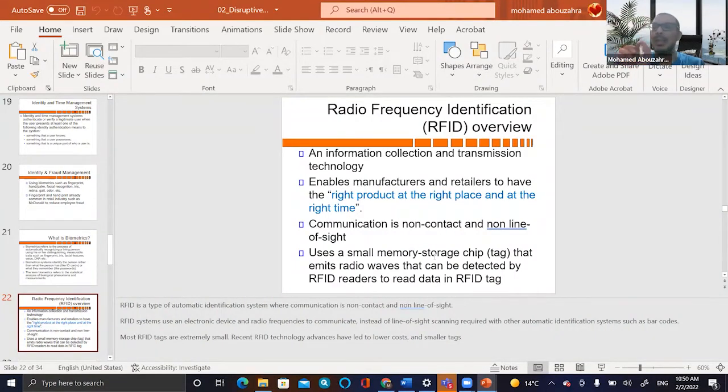So you hang these small tags on clothes or products or whatever, and then there are readers inside the company or inside the store or inside the warehouse. Okay, and these readers will read the content out of these chips and tell you where they are, tell you some information about these chips and so on. Okay.